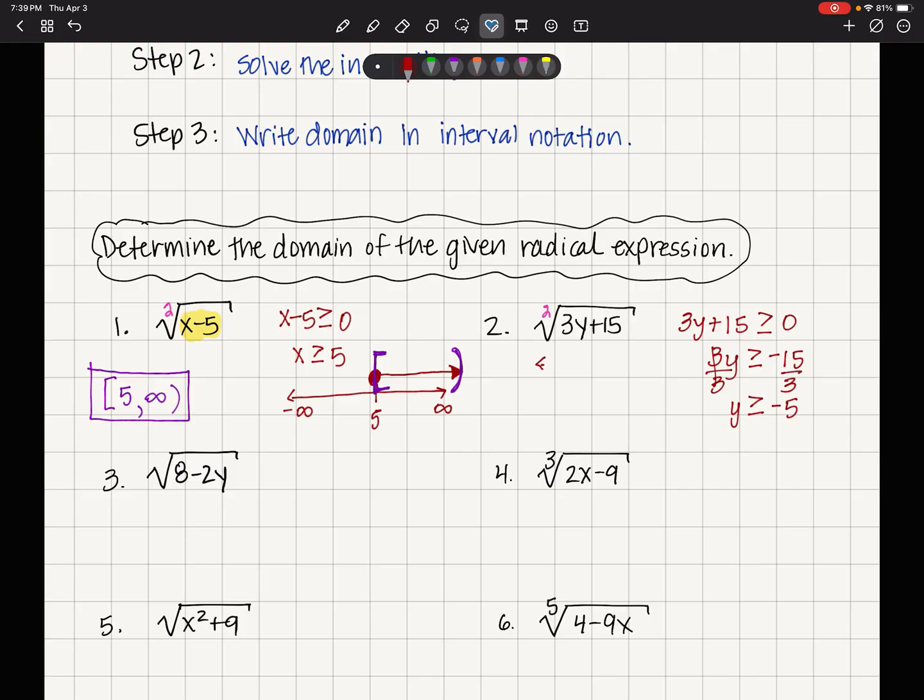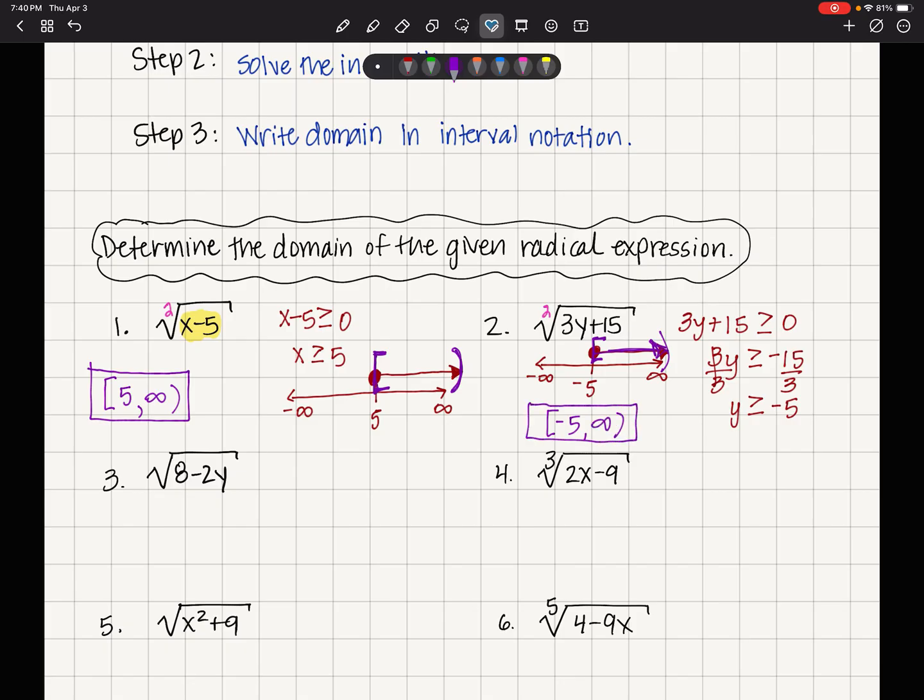So on a number line, we'll have negative infinity on the left, positive infinity on the right. Negative 5 is somewhere between. Greater than or equal to would be a closed circle because it's equal to negative 5. And then greater than would shade towards positive infinity. So our answer, we'd have a bracket at negative 5 and a parenthesis at infinity. So we have bracket, negative 5, infinity.